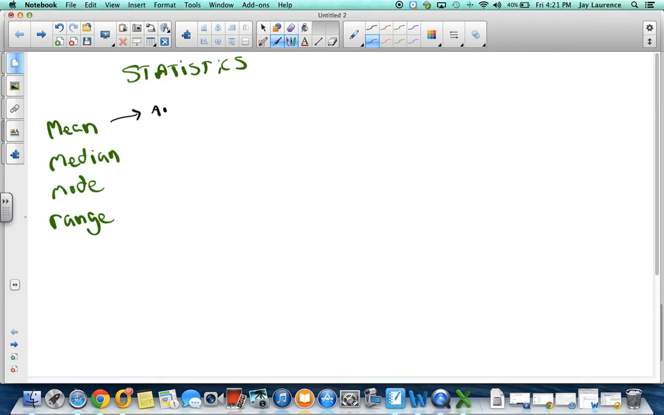Mean is the average, right? The average. And to find the mean, you add all the numbers, right? And then you divide by the total amount of numbers. Not their sum, but the total amount.